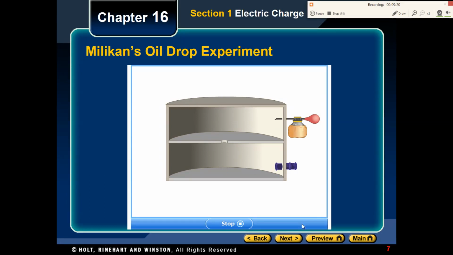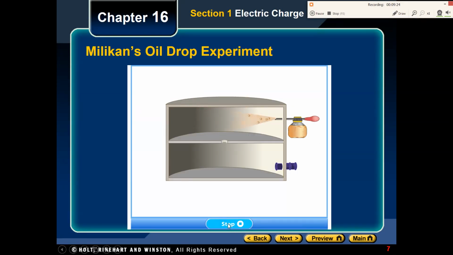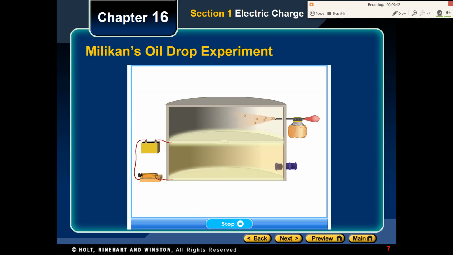Oil into a chamber and observed them. In Millikan's oil drop experiment, he squirted negatively charged microscopic droplets of oil into a chamber and observed them with a microscope. Voltage applied to metallic plates within the chamber allowed him to create an electric field, which had an effect on the droplets. By adjusting the electric field's strength and direction so that it pushed the droplets against gravity, he could suspend the droplets.